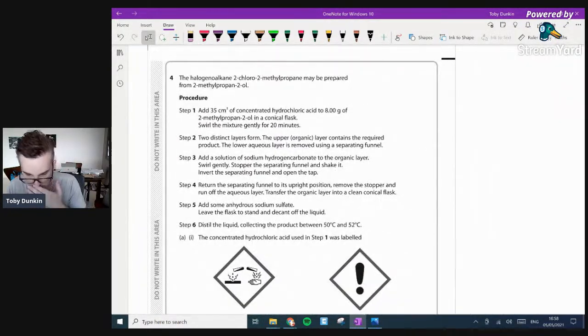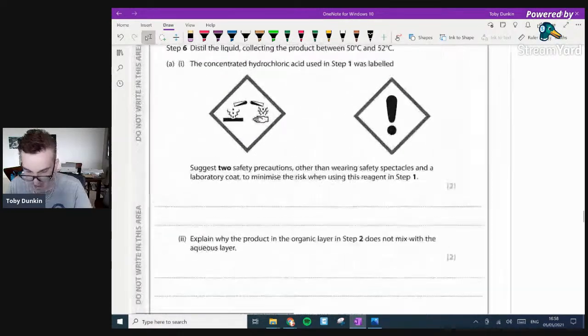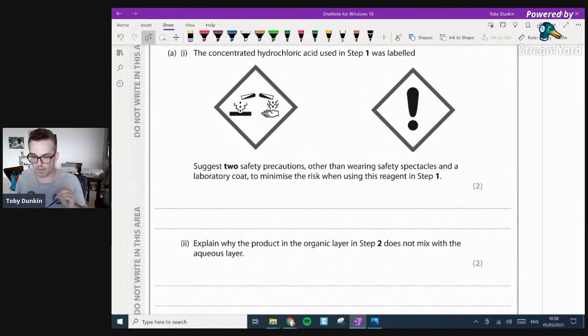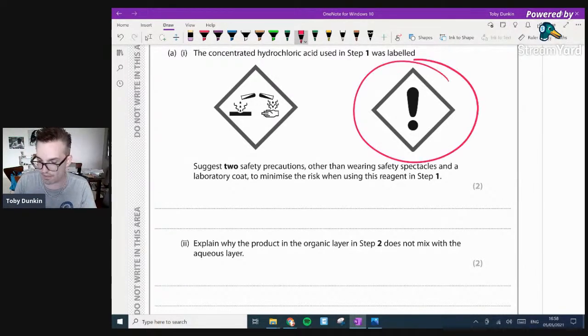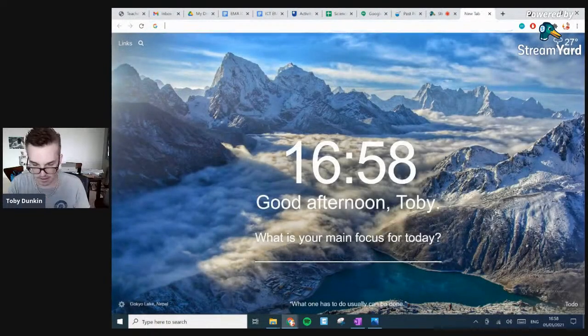The haloalkane 2-chloro-2-methylpropane has been prepared from loads of steps. Suggest two safety precautions other than wearing safety spectacles and a lab coat to minimize the risk when using the reagents. Right, now that's an interesting hazard sign. Let's quickly Google that. Well, I think it simply means hazardous. I think.